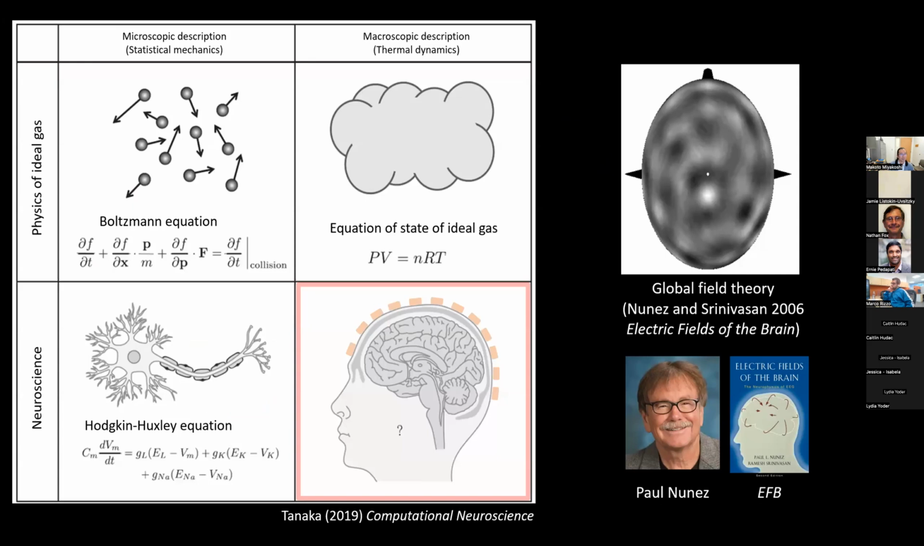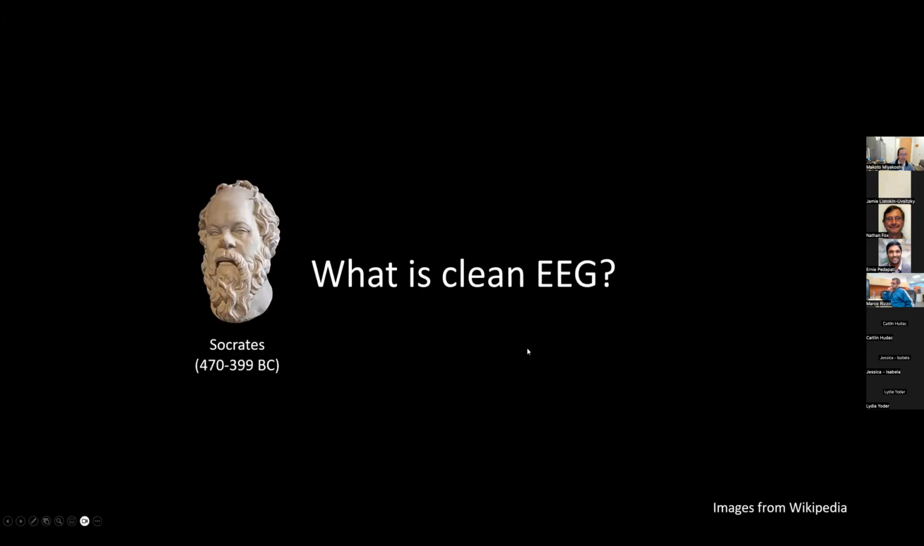Okay, I'll skip this actually. Here is a Socratic question: when we clean the EEG, we have to know what the clean EEG is, right? But can we, mathematically or engineering-wise, define the properties of the clean EEG?